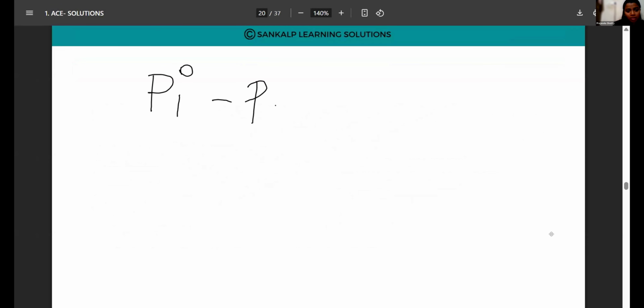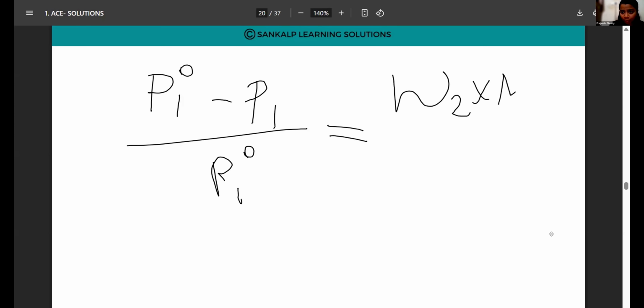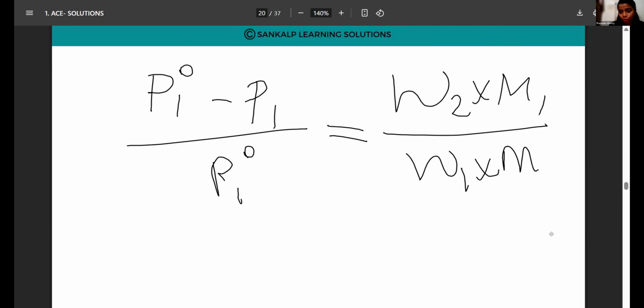P1 naught minus P1 divided by P1 naught is equal to W2 into M1 divided by, opposite to it, W1 into M2. Generally, you will have to find M2 in your normal calculations. In that calculation, you just interchange M2 with all these things.